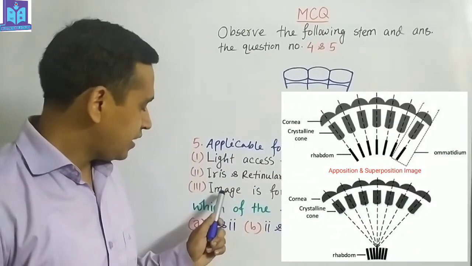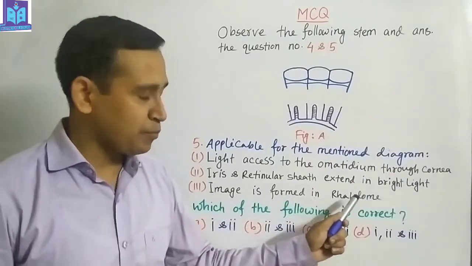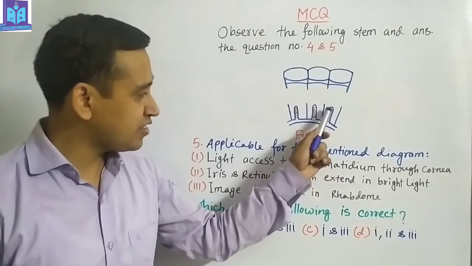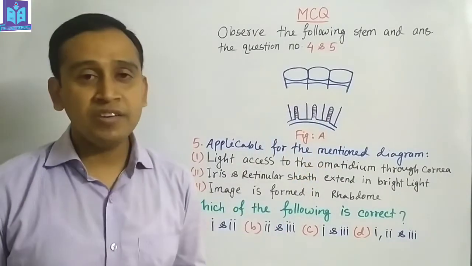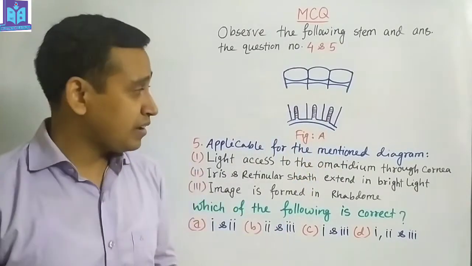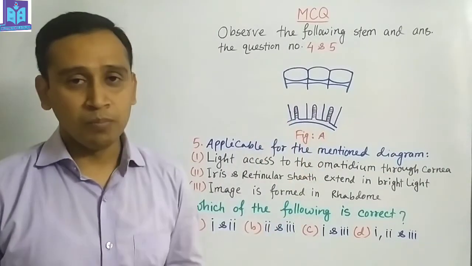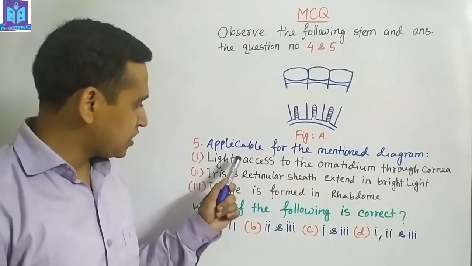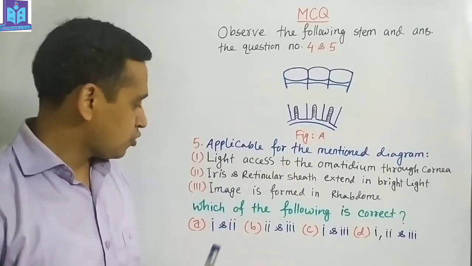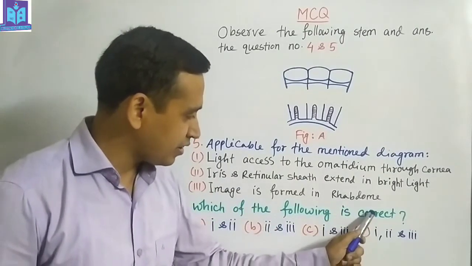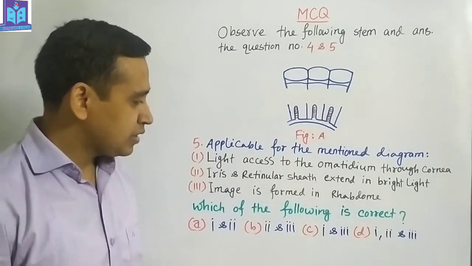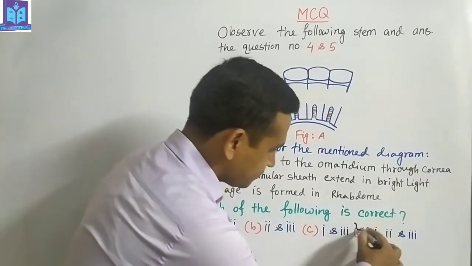And number 3, image is formed in rhabdome. You know, this part of the ommatidium is called rhabdome. Image is formed in rhabdome. So all the informations are correct. So which of the following is correct? The right answer will be option D.